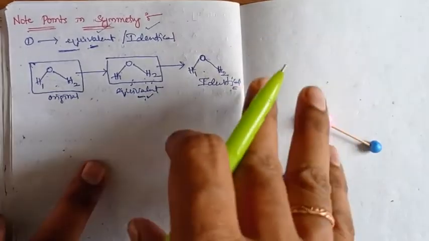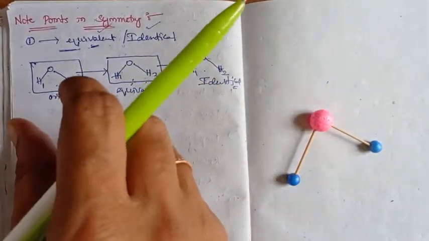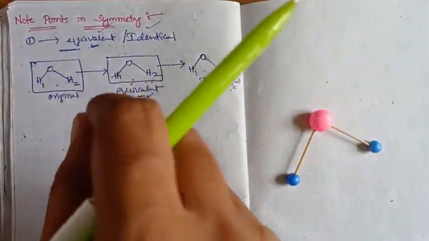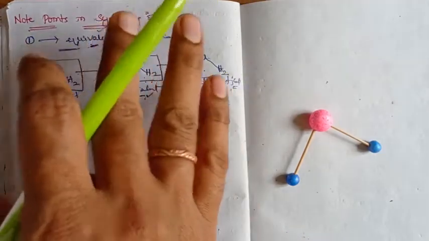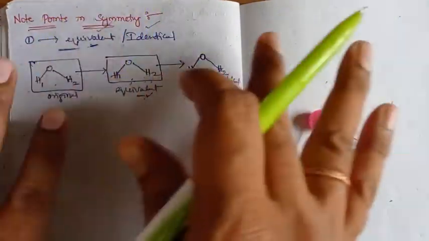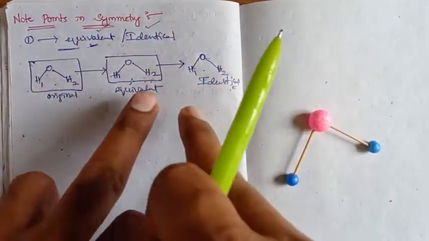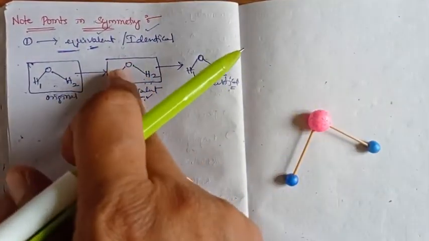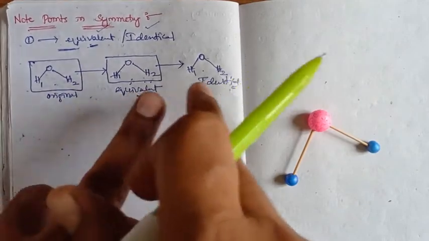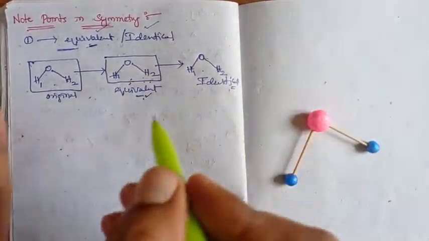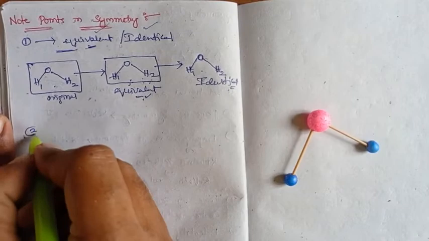Okay, like that. When we apply a symmetry operation in a molecule, if all the atom positions do not change, then the generated configuration surely should be equivalent or identical.